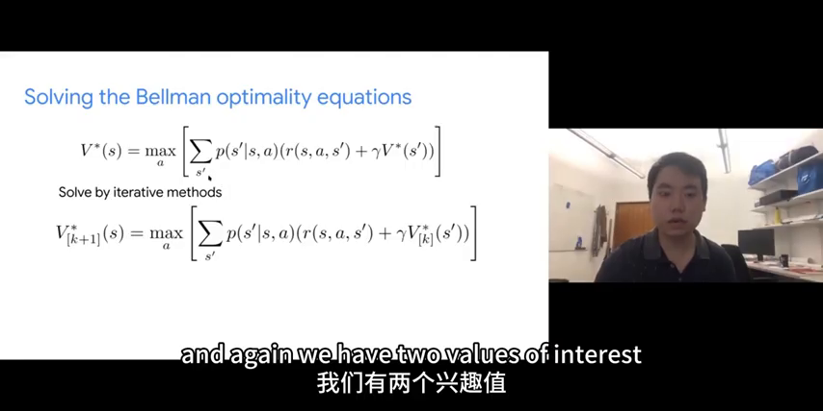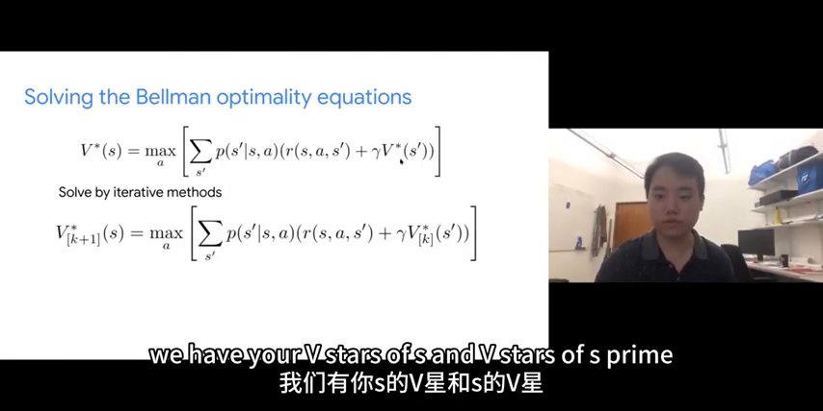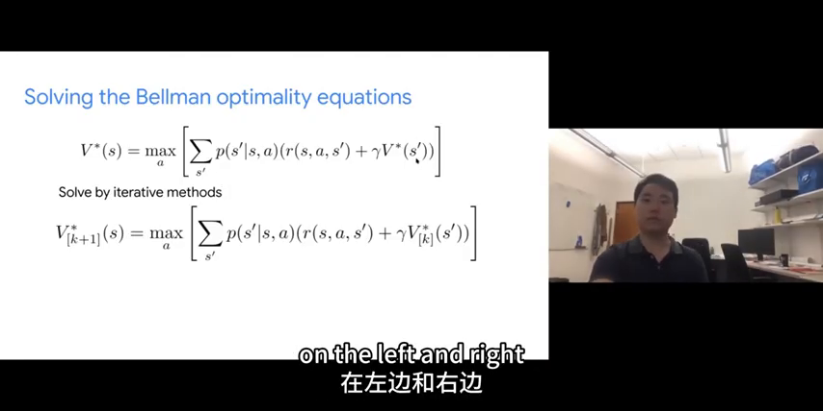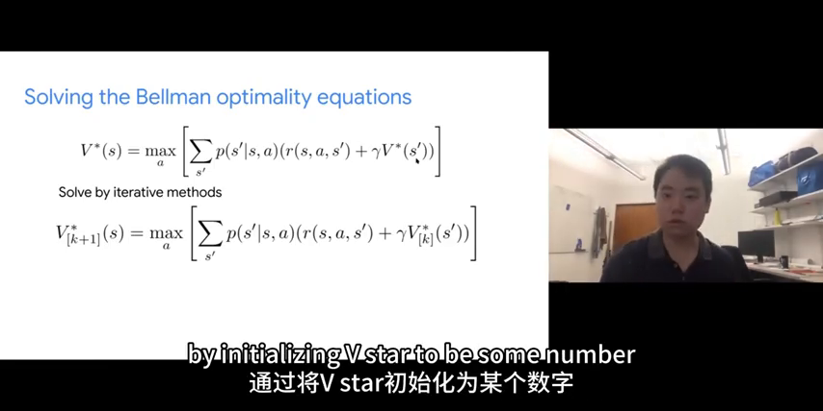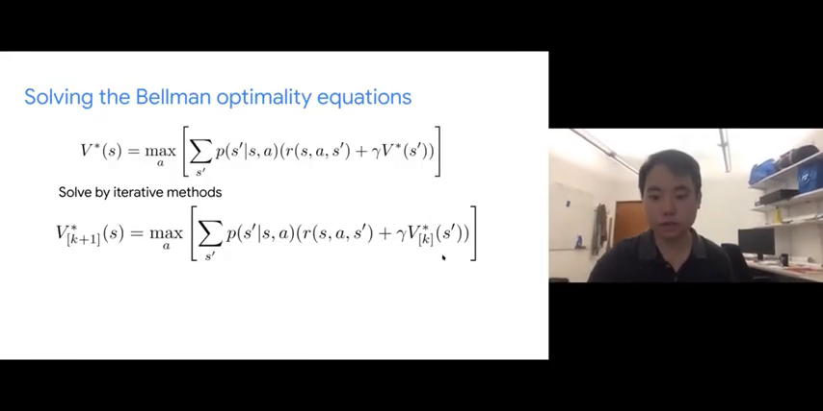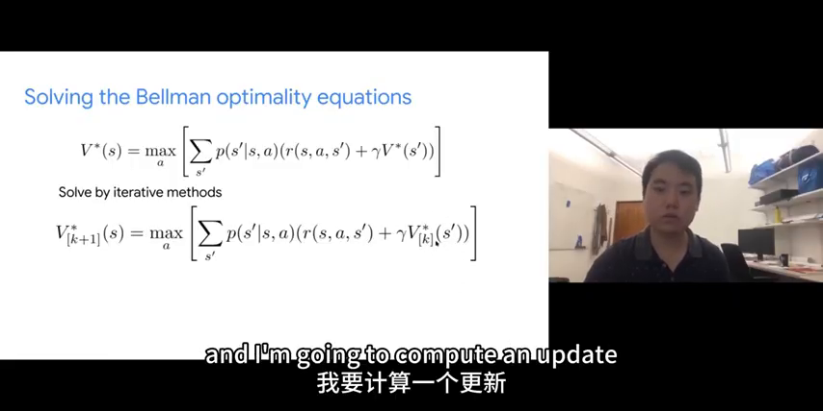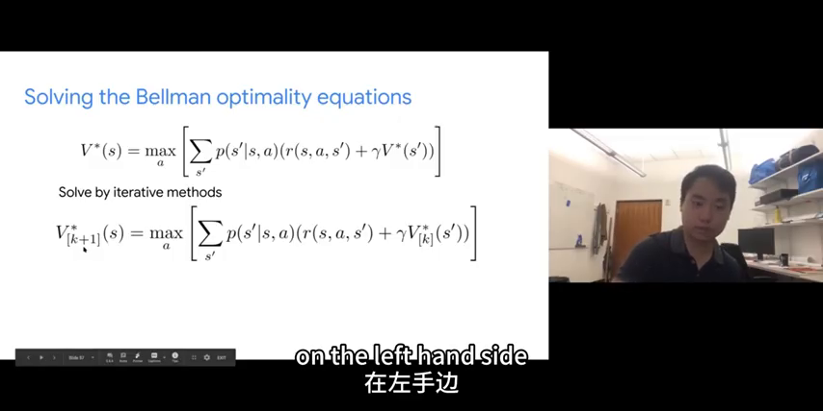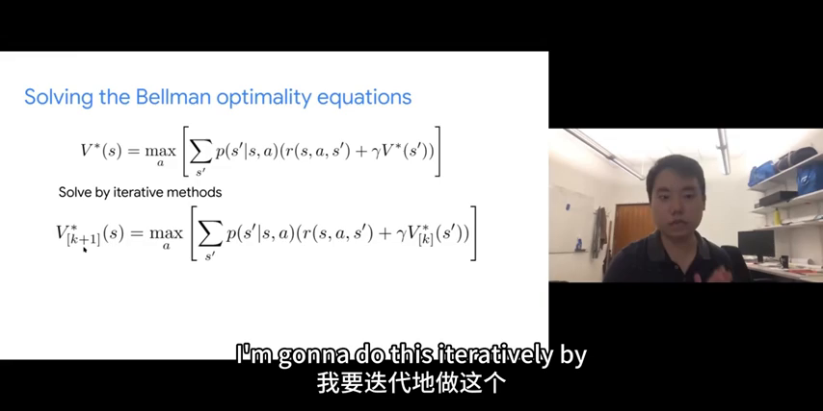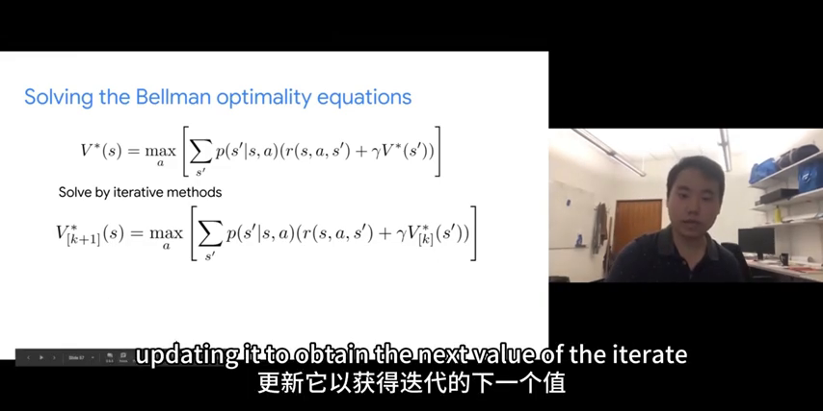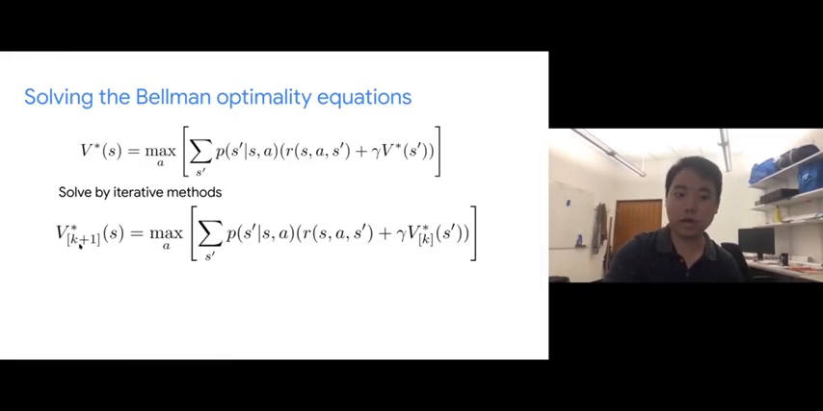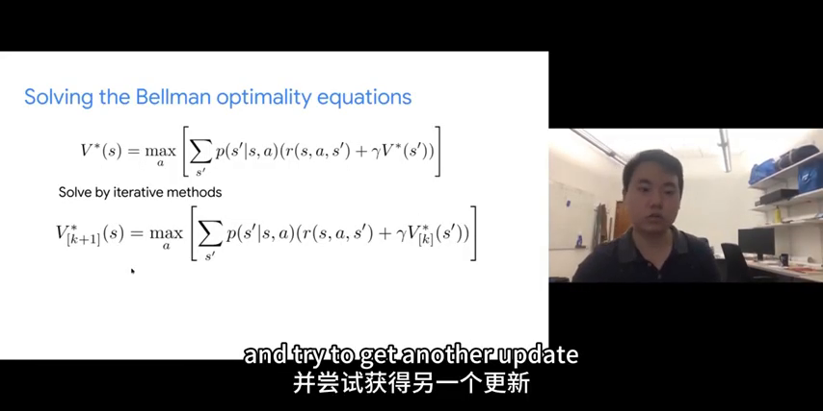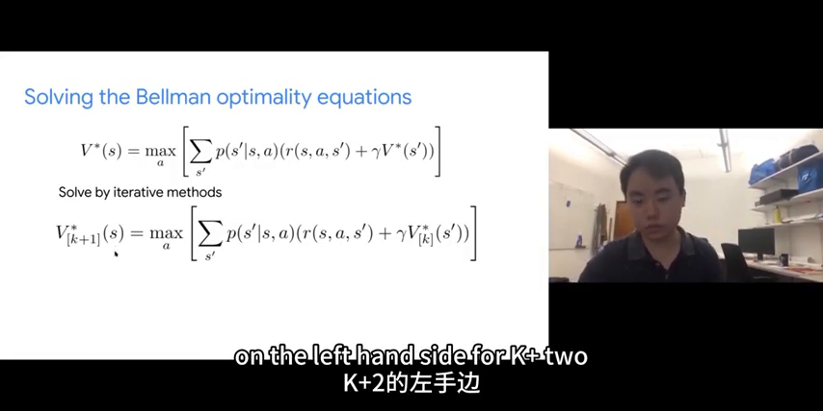And again, we have two values of interest: V star of S and V star of S prime on the left and right. We can again solve this by iterative methods, by initializing V star to be some initial set of values. Then I put these values on the right-hand side and compute an update on the left-hand side. I do this iteratively, taking the value at K plus 1, putting it back on the right-hand side, and getting another update on the left-hand side for K plus 2.